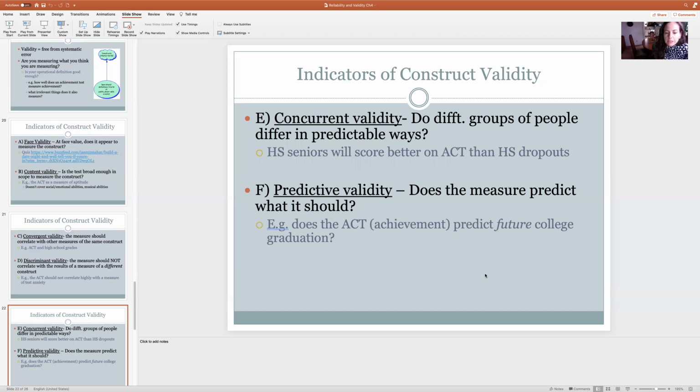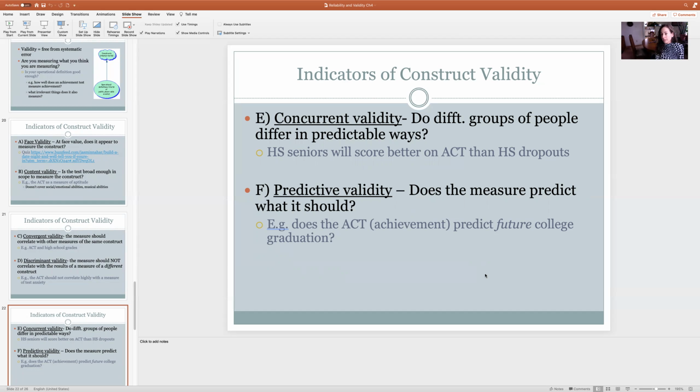Predictive validity is, does the measure predict what it should? For example, if the ACT is about achievement or aptitude in college, it should predict college graduation. Those students who did well on the ACT should be more likely to graduate than those students who do poorly on the ACT. If it doesn't predict that, well, then that's a real problem.